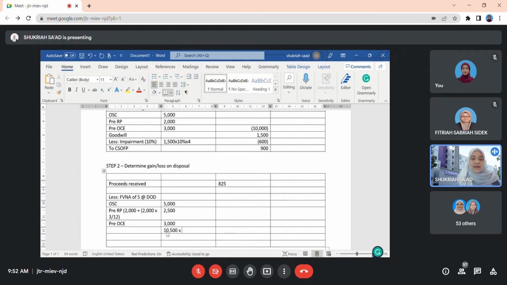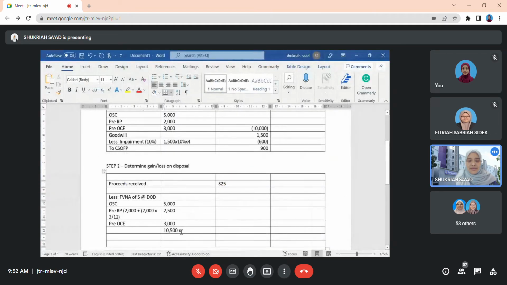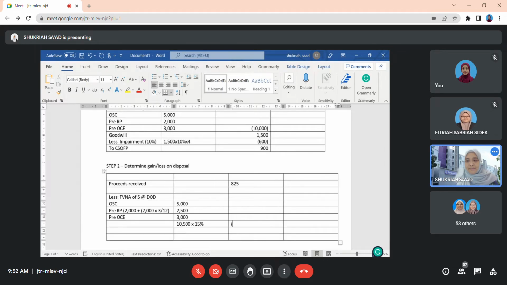Kita times dengan percentage of dispose. Okay. Percentage of dispose nak ambil figure mana? Ambil figure yang ni. 15%. Reduction in the controlling interest 15%. Not yang 20% tadi yang dispose 20% tu. Okay. Yang ni you kena cari 15%. Okay. So, saya pergi balik dekat sini. Times dengan 15%. Okay. Right, so dapat berapa? 10,000 times dengan 50%. Put in bracket because it is less. Okay, less fair value. So saya put in bracket. Okay, how much we get?